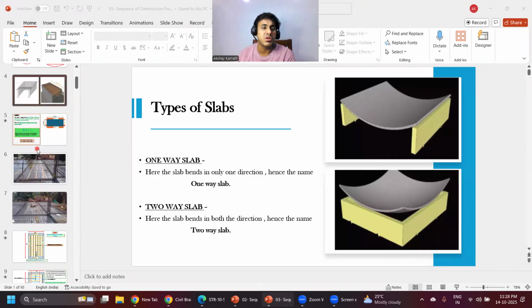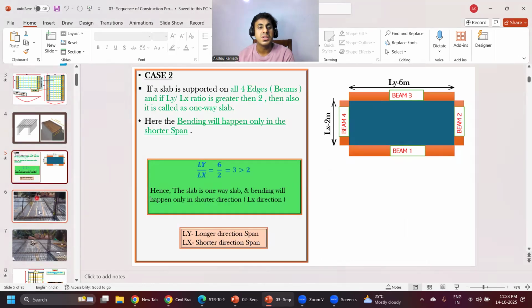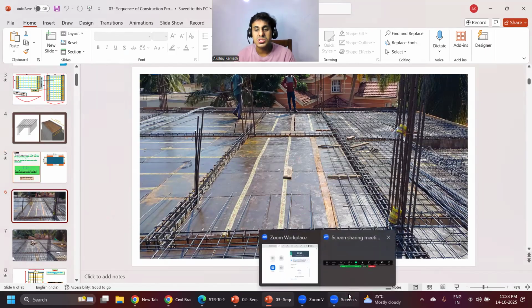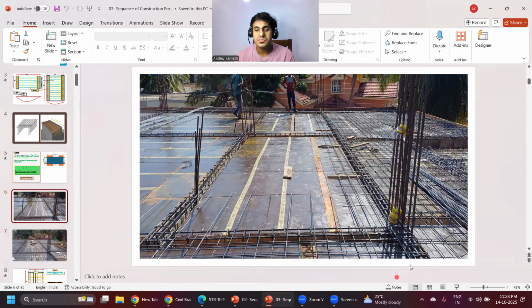Apart from that, one more definition of one-way and two-way slab is the Ly by Lx ratio. If the longer span divided by the shorter span is greater than 2, we call it a one-way slab. And if Ly by Lx, the longer span divided by the shorter span, is less than or equal to 2, we call it a two-way slab. To put it in a better way, you see this particular slab. This is my direction here. Just 1 minute. This is my shorter span.